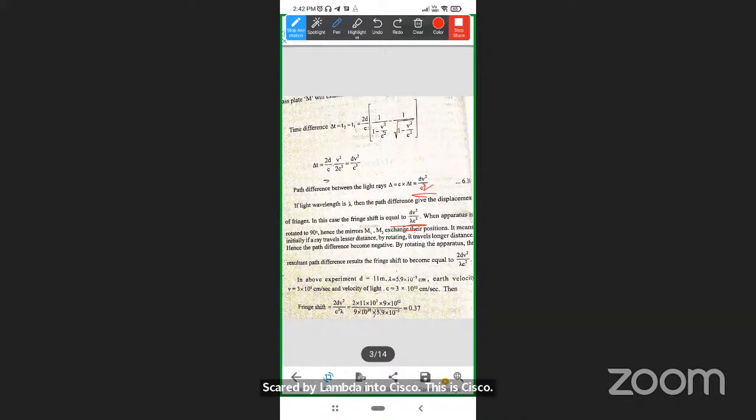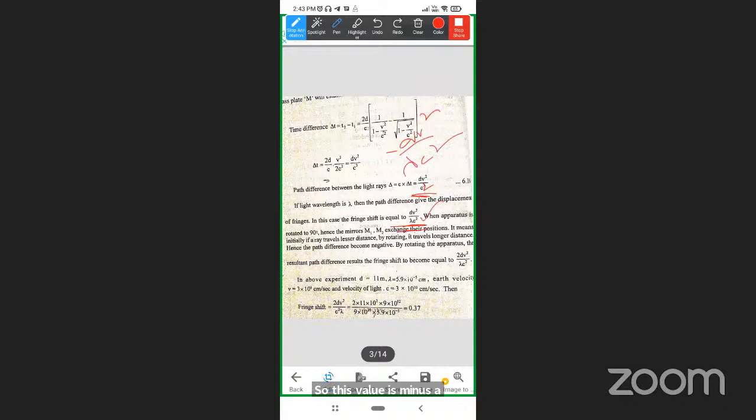When the Michelson-Morley experiment apparatus is rotated by 90 degrees, the mirrors M1 and M2 exchange their positions. M1's place goes to M2, and M2's place goes to M1. So the path difference reverses and becomes a negative value, that is minus d v square by lambda c square.